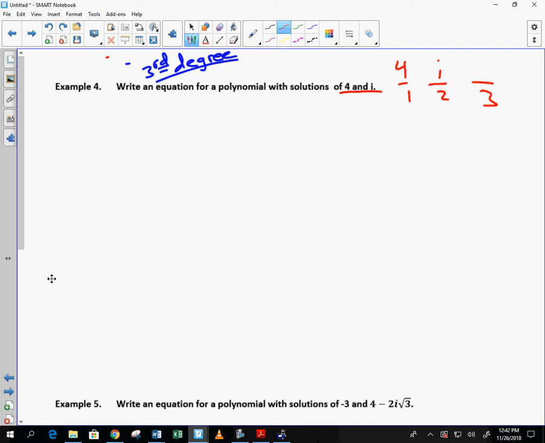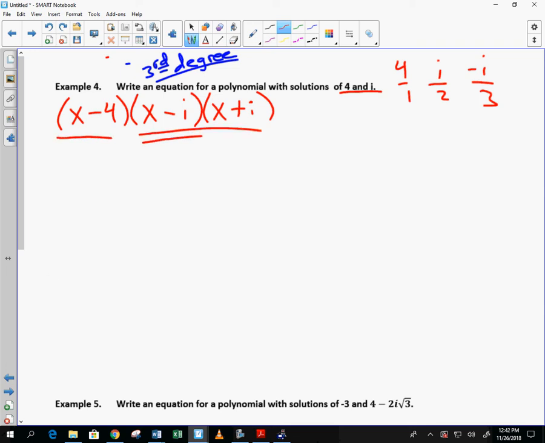Negative i. Because we know that imaginary solutions come in pairs, and it's always the conjugate. So that means the polynomial will be of the form x minus 4 times x minus i times x minus negative i, or plus i. Could you multiply that out? I wouldn't encourage you to start there. I'd encourage you to start here.